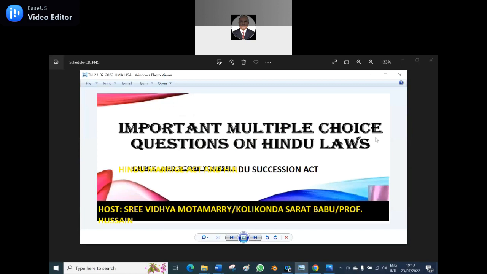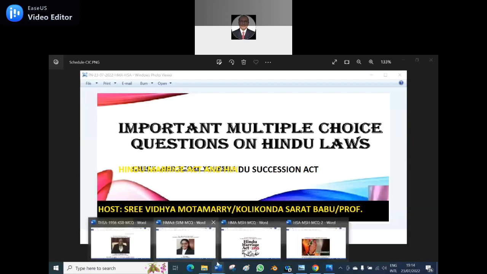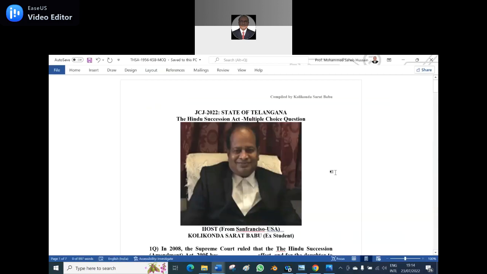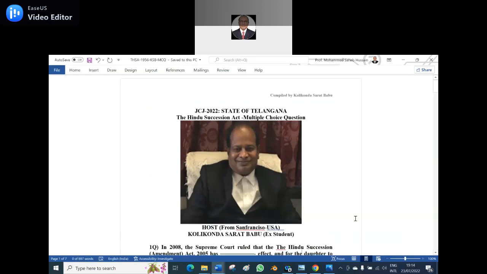Anyone can unmute and read the multiple choice questions on the law. You did not read the Hindu Marriage Act and the Hindu Succession Act. The hosts are Srividya Matamari, Kolakunda Sharad Babu, and Professor Hussain. Now the first turn I'm going to give to Kolakunda. Be ready, Kolakunda, for now I'll switch over to you. I believe that you are present. Yes, sir. Good morning. Continue.